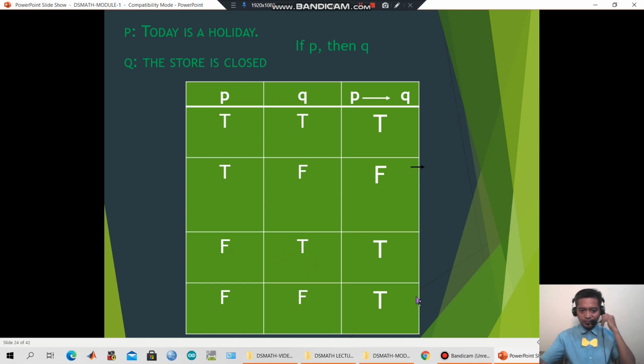Bakit naging true? Why? What do you think? Okay, so ito siya. So, hindi nga holiday, no? It is not holiday, pero open siya. It is not a holiday. Pero dito, the store is closed. Balik na rin na, yes, the store is closed, no? So, close siya. It is not holiday, then it is closed. Bakit naging true siya?